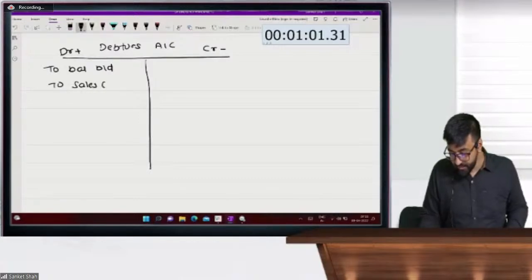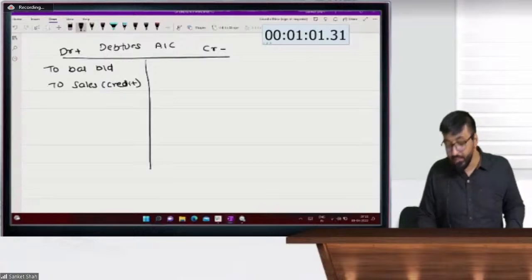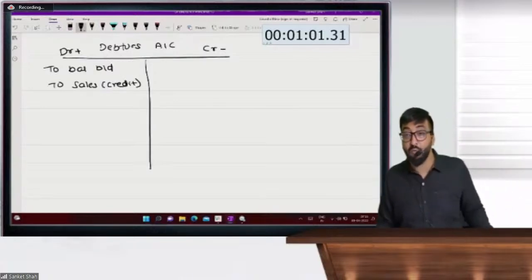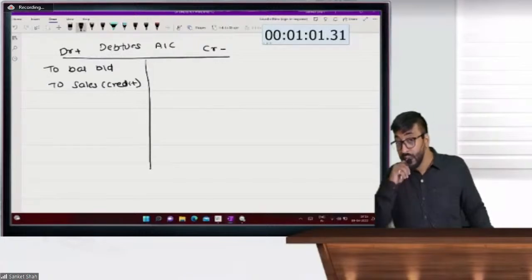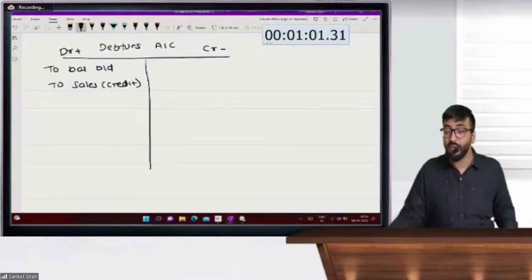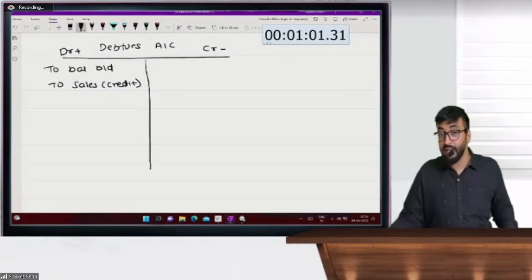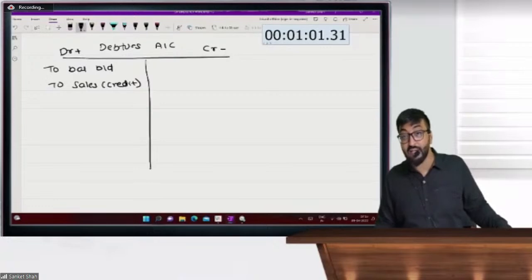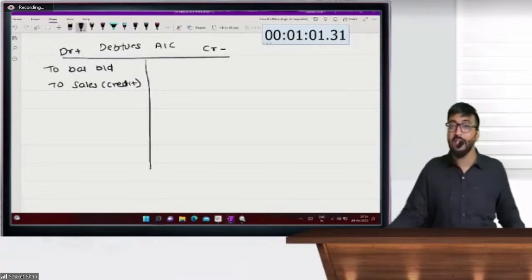Which sales? Beta, in incomplete records, all these pro formas are very important because we are going to cancel these accounts. Okay, we have to prepare these accounts. So bills of exchange pro formas are very important in case of incomplete records topic. Debtors accounts, bills of exchange pro formas, then creditors, sundry assets, expense, income. All these pro formas are very important.